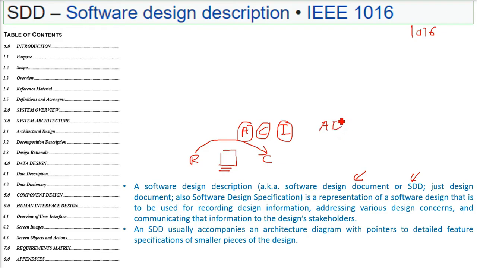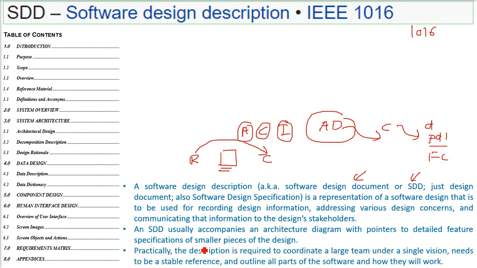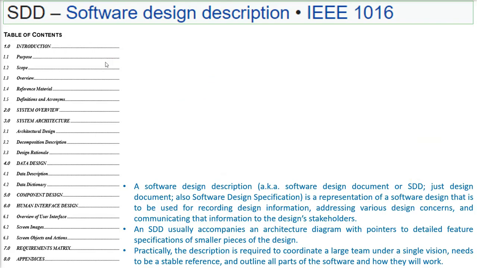So most of the time you'll see the architecture design. And the SDD usually accompanies an architecture diagram with pointers to detailed feature specifications of smaller pieces of the design. So the architecture design goes to components, goes to the data design. Here you will tell the data structures, the algorithms, that is the PDL, the procedure definition language, flow charts. Practically, this SDD 1016 is required to coordinate a large team under a single vision. So it needs to be a stable reference, and it outlines all parts of the software and how they are going to work.